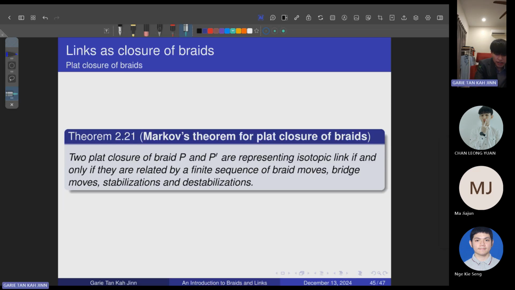Now we can finally state the Markov theorem for plate closure of braids. Given two plate closures of braids, P and P prime, they represent isotopic links if they are related by a finite sequence of braid moves, bridge moves, stabilization, and destabilization. So for now, we can study the equivalence of links by looking at the plate closures of braids and checking whether they are related by those moves.